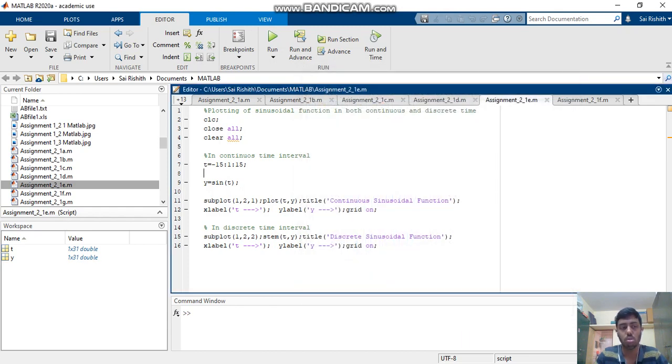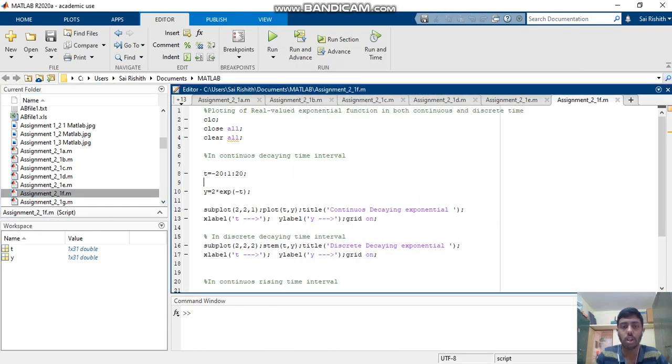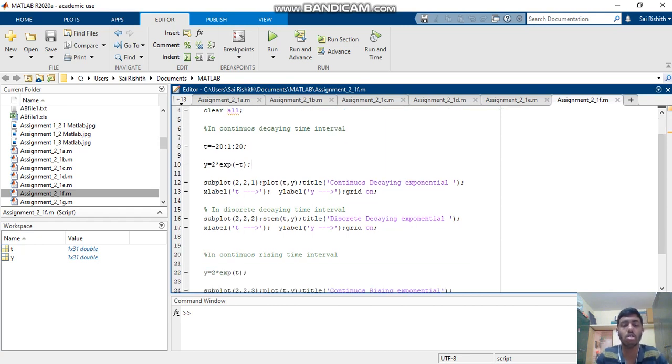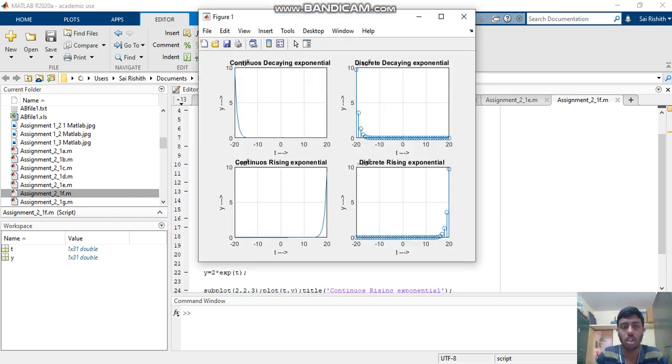So coming to the next one, that is the real valued exponential function. This uses the inbuilt function exp. Here decaying means it will decrease exponentially, and rising means it will increase exponentially. Running this program, see here, it is decreasing exponentially and it is increasing exponentially. This is rising and decaying.